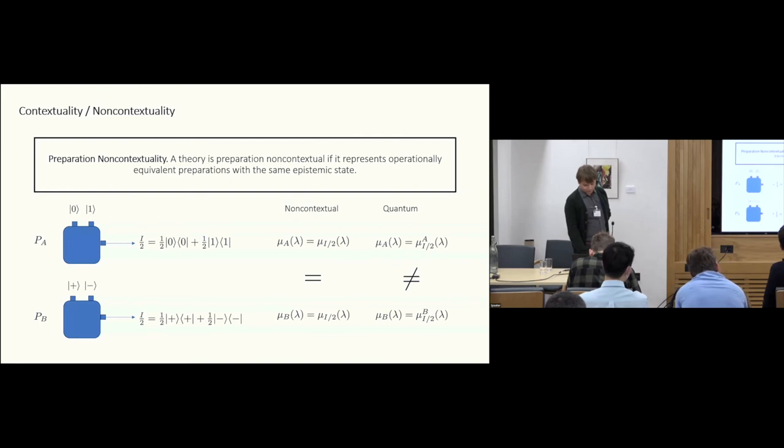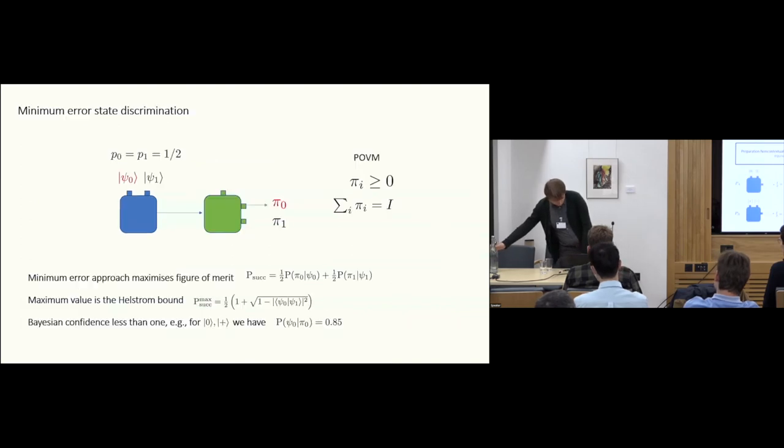So what this is saying is that in a non-contextual theory, we can always represent these by the same epistemic states. However, if you try to do the same thing for these things in a contextual theory, it turns out that it's not possible. So in particular, the supports of these epistemic states, that is the region on which they're defined, will be different. And this in turn constrains the various objects such as the epistemic states and response functions, which can be defined in your task.